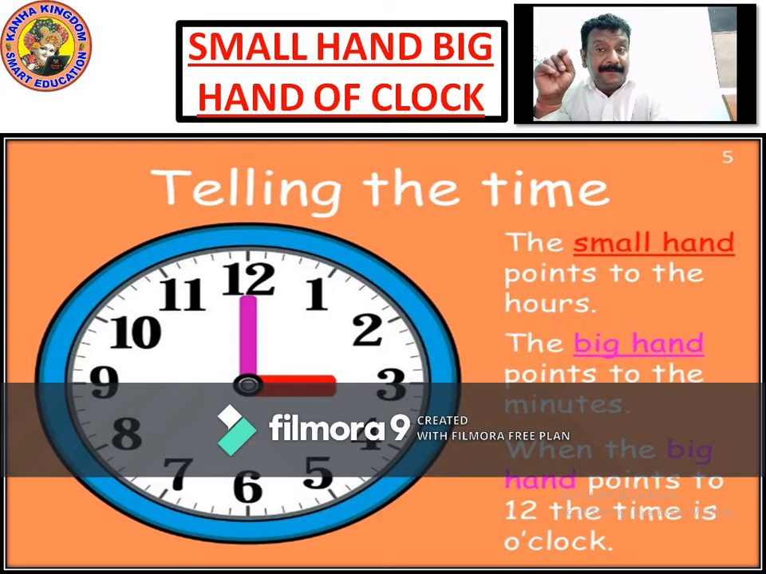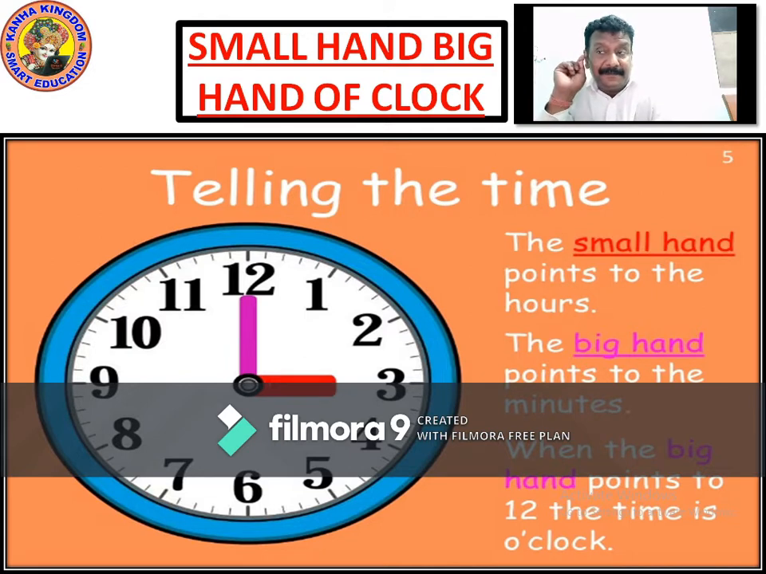If the small hand is in between 2 and 3 and the big one is at 6, then it's 2:30. If the small hand is at 3 and the big hand is at 6, then it is 3:30. If the red hand comes to 4 and the big one is at 6, then what's the time? It's 4:30.